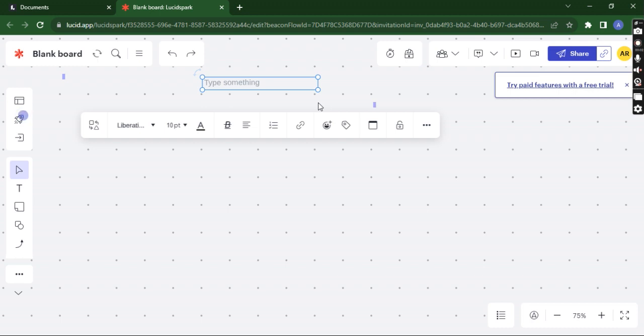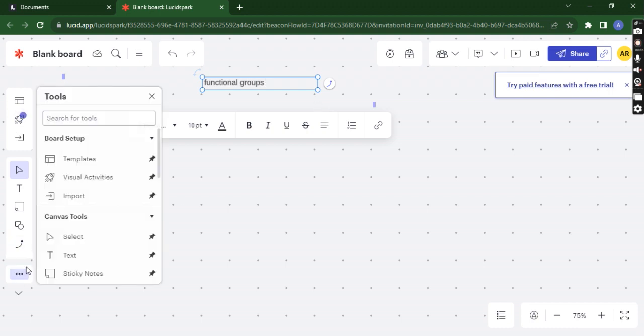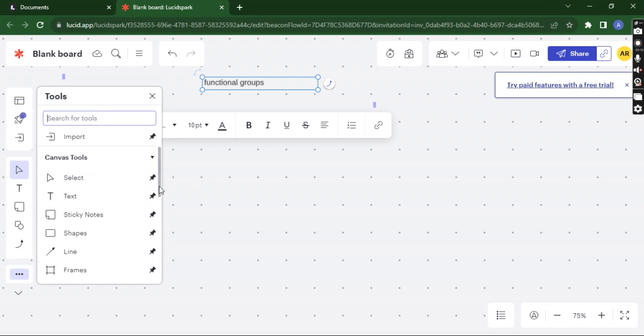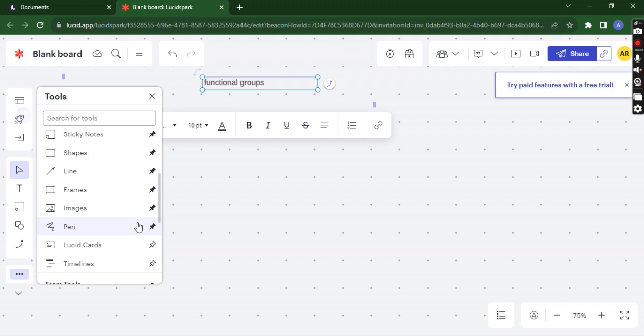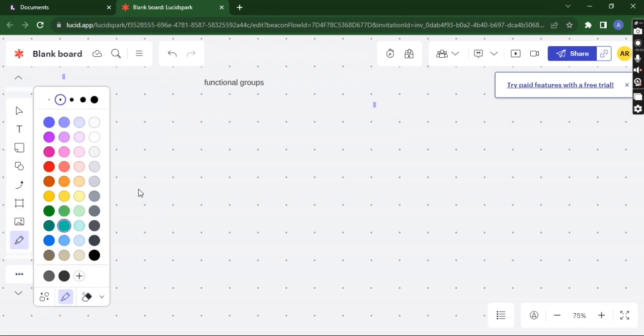Okay, so today we're going to talk about functional groups. What is a functional group? Actually, when we talk about functional groups, I'm going to take a marker for explaining.